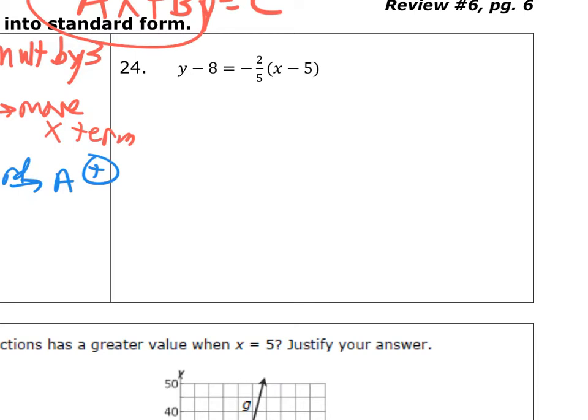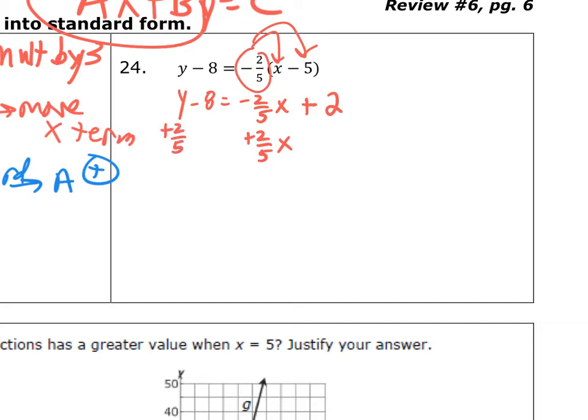Taking a look at number 24. First thing I'm going to do is distribute. So I get y minus 8 equals negative 2/5 x plus 2. And then the second thing I'm going to do is move the x value. Now you could clear the fraction at this point if you want to, but I just tend not to. So I have 2/5 x plus y minus 8 equals 2.